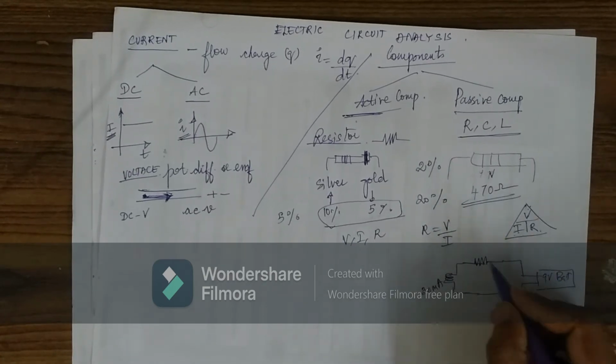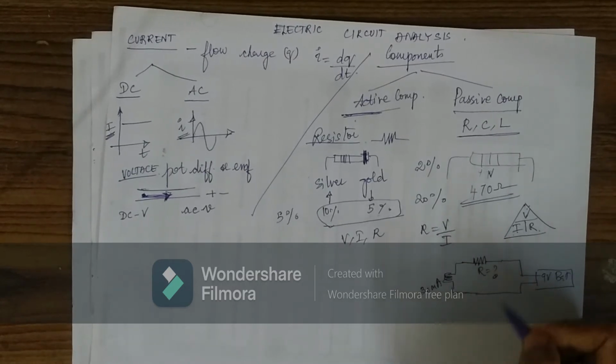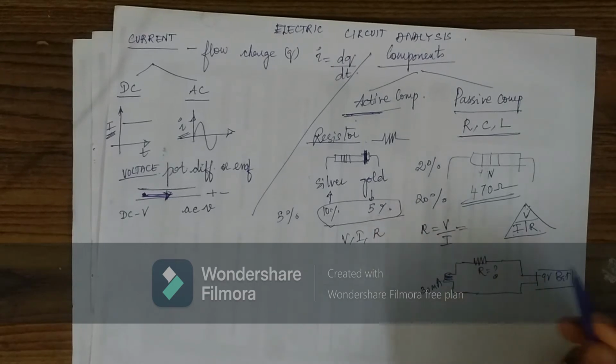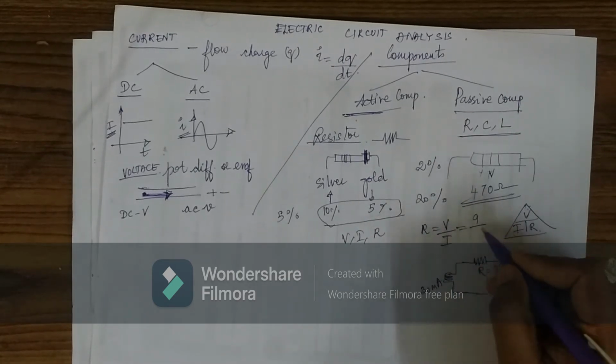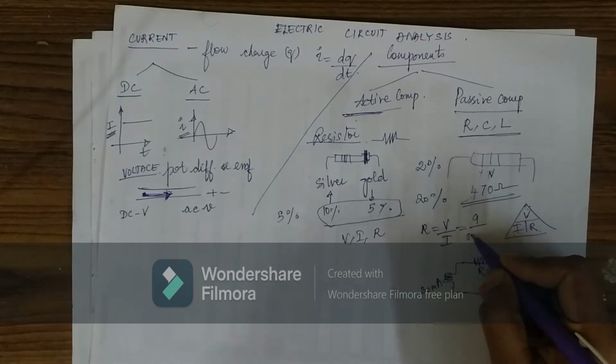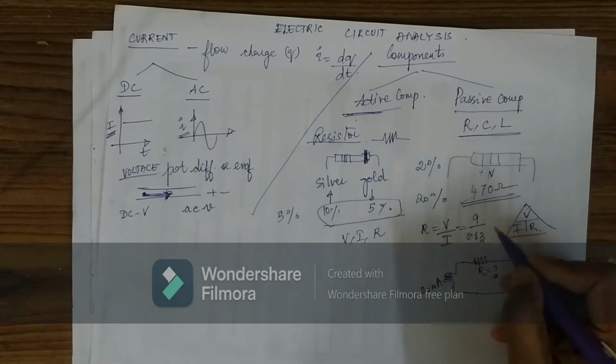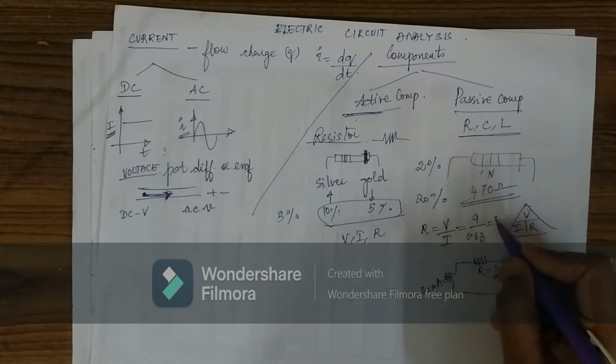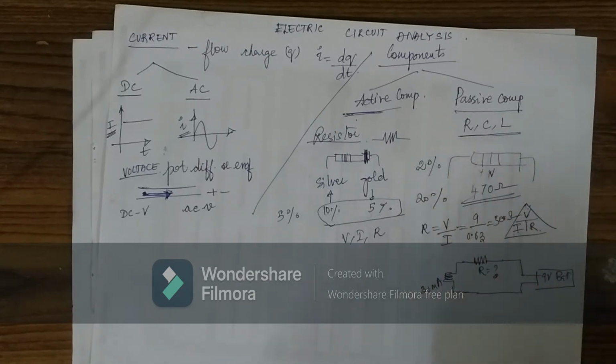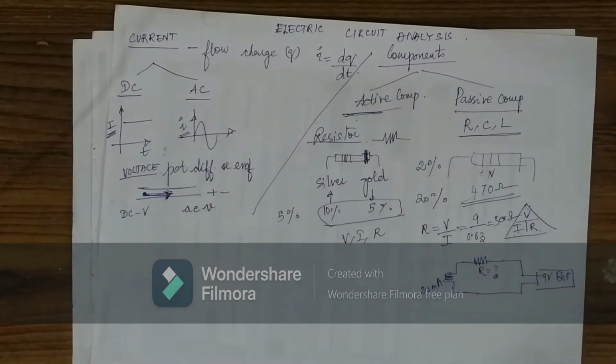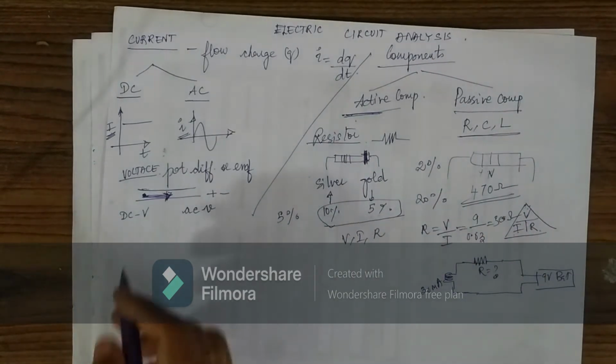So how will you calculate the value of the resistance? How many ohms should we connect in between? Use this. Voltage is 9 volts divided by 30 milliamps, so 0.03 amps. It is 300 ohms approximately. That's all about the resistor. Then coming to capacitors.